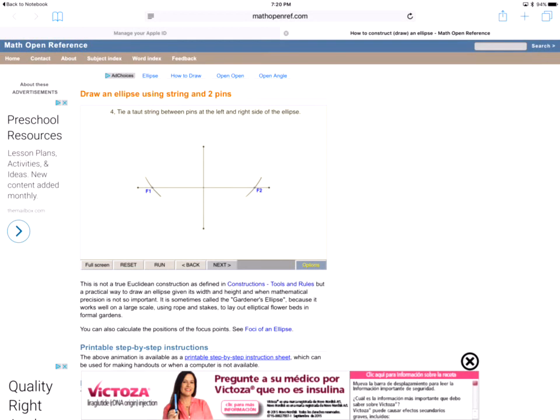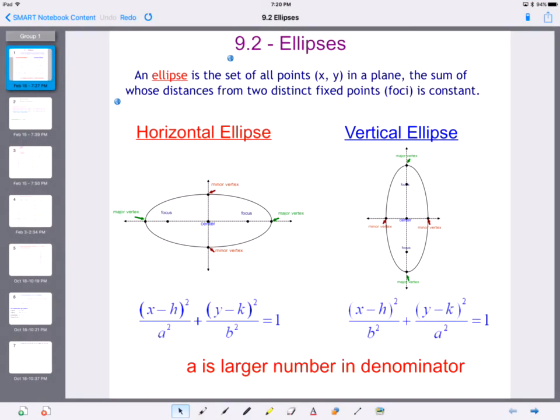And then what you're going to do is tie a taut string between pins at the left and right side of the ellipse. And then from that, you pull the string taut with the pencil. As you do that, that distance is going to be exactly the same, drawing a large arc all the way around the figure. Once again, that distance that you see right there as the string is taut stays the same all the way around the ellipse. And so that's how an ellipse is actually created, and that's what the definition of an ellipse represents.